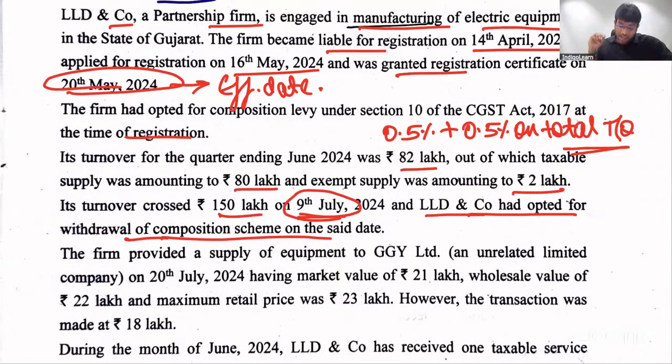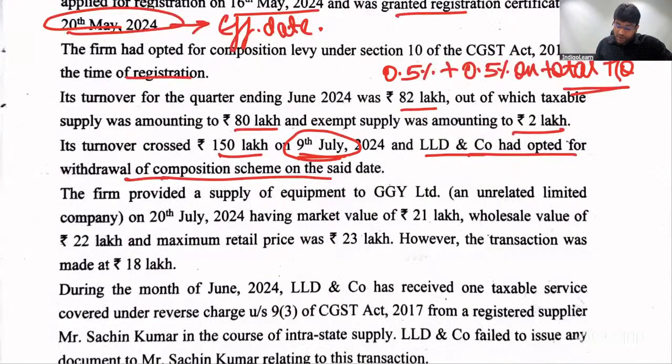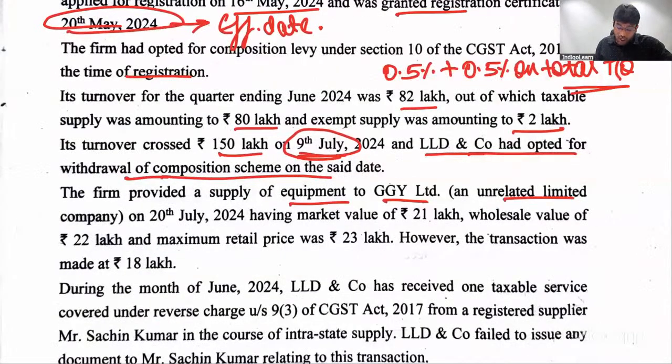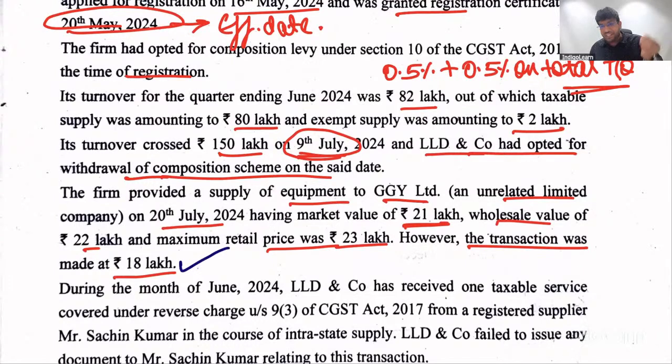Then they provide a supply of equipment to GGY, an unrelated company, on 20th July. Market value is 21 lakhs, wholesale price is 22 lakhs, MRP is 23 lakhs, transaction is made at 18 lakhs. So what is relevant for us is only 18 lakhs. If it's a related person, the story is different. An unrelated person will only take the transaction value.